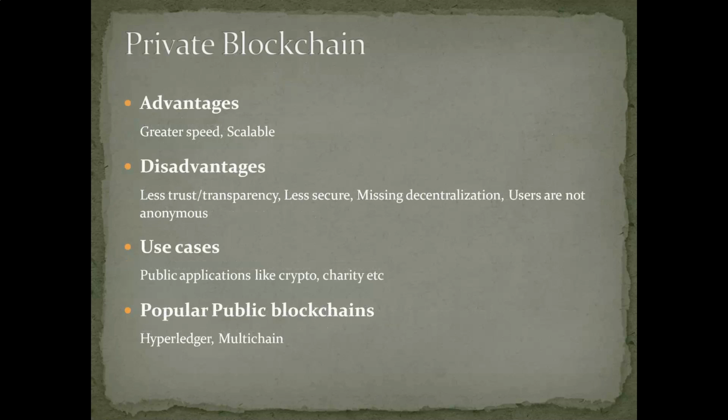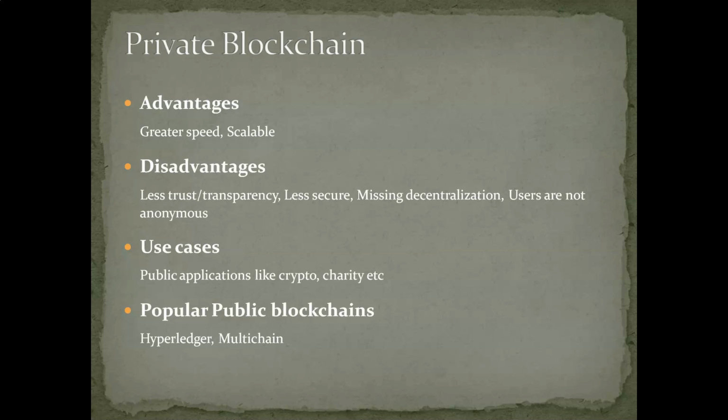What are the advantages? Private blockchains provide greater speed as compared to public blockchains. They are more scalable. Users are not anonymous here. It can be an advantage in some scenarios and a disadvantage in others. So what are the disadvantages? Private blockchains are less transparent, so the trust level for private blockchains is of course decreased. They are less secured and they miss the key point of blockchain, that is decentralization, because they are centralized and controlled by a single organization.